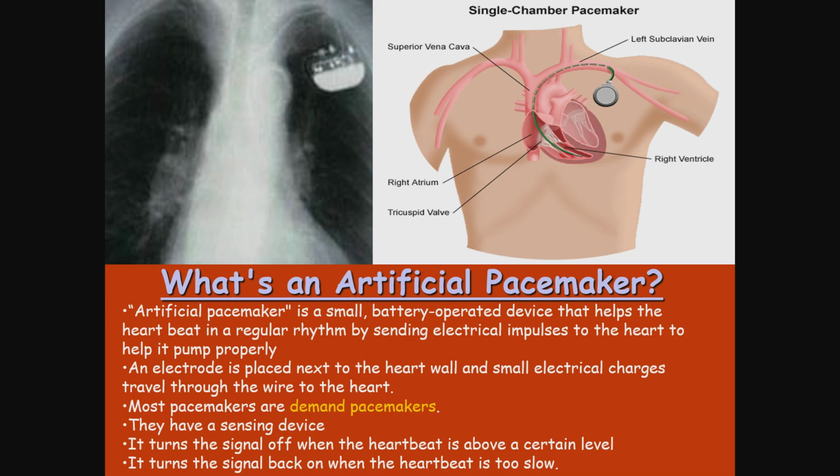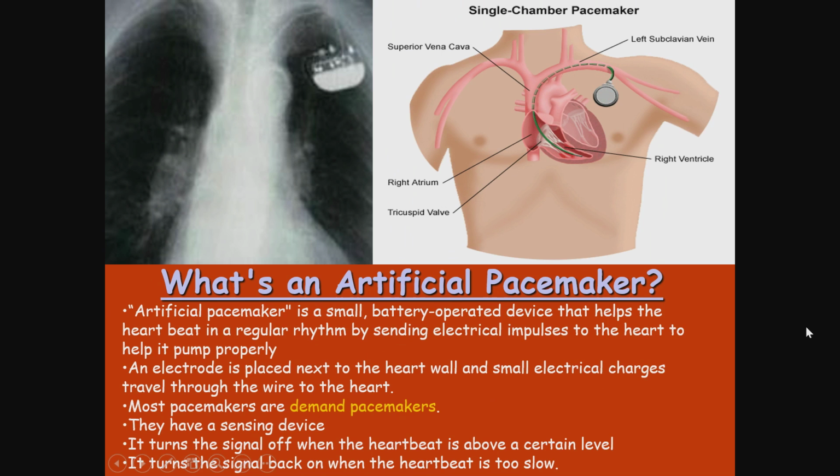Pacemakers, like we talked about before, remember the SA node is our heart's pacemaker, and if it is not working properly, they have to insert an artificial pacemaker. It's small, it's battery operated, it helps the heart beat on a regular rhythm, okay? And it does that by sending electrical impulses to the heart to help it pump properly. An electrode is placed next to the heart wall, and a small electrical charge travels through the wire. So you can see it goes through here.